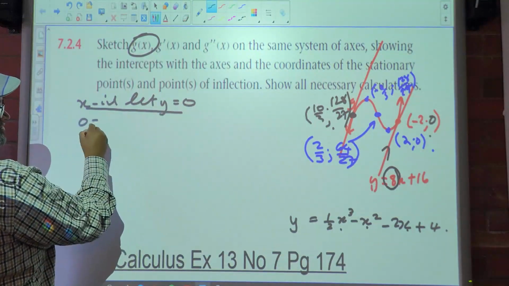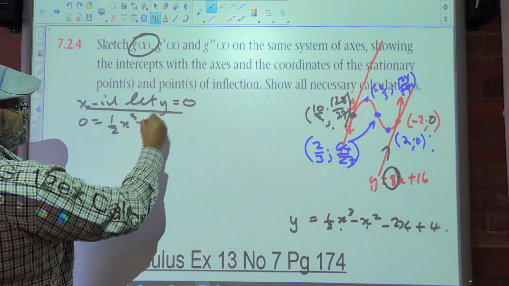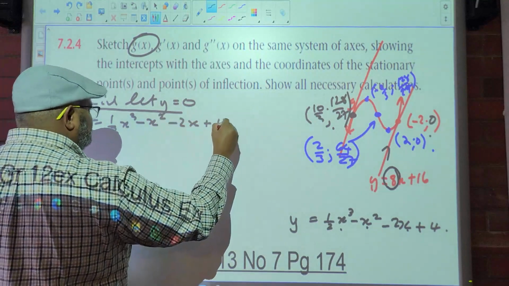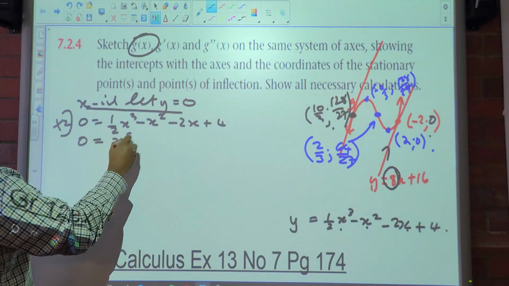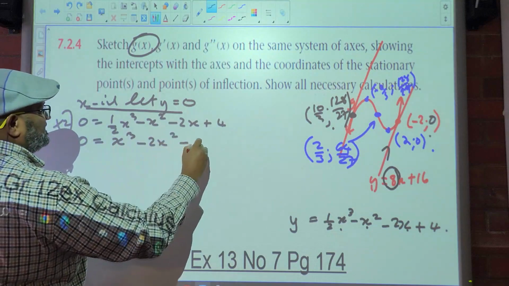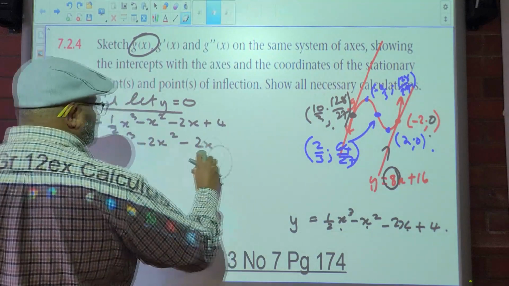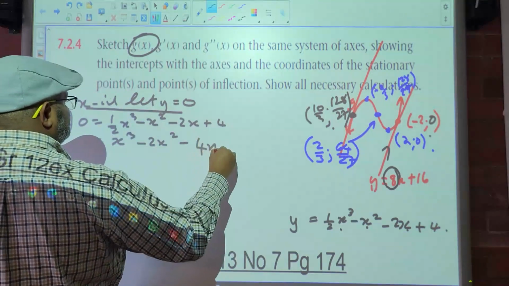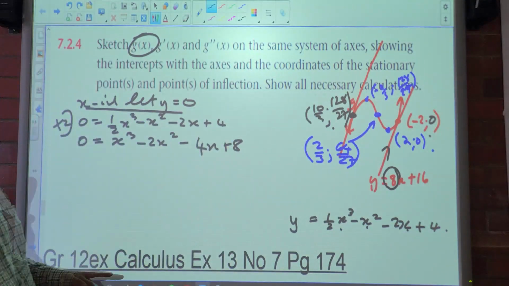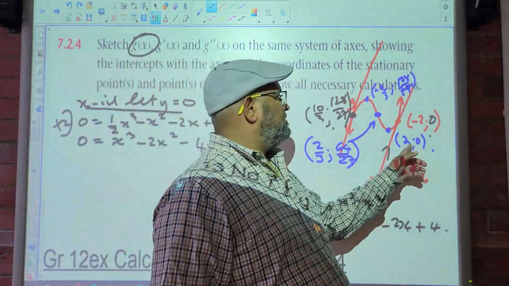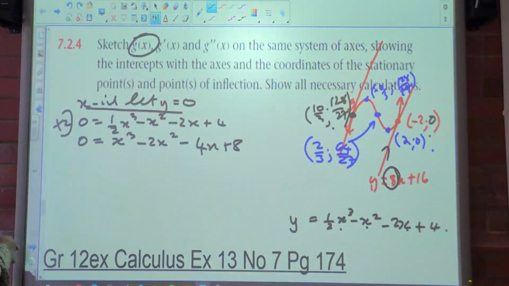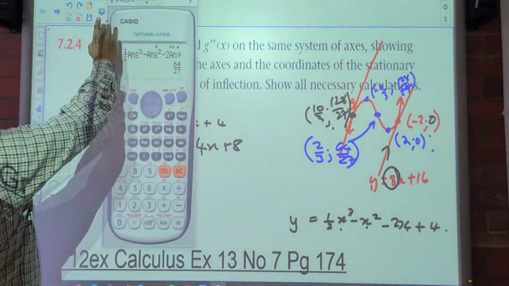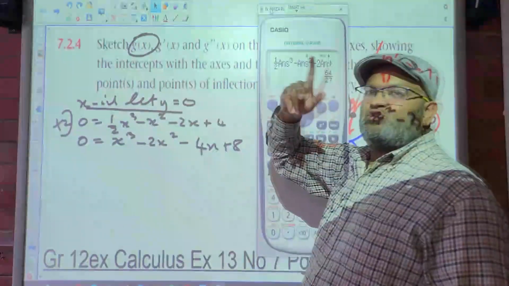So we have 0 equals half x cubed minus x squared minus 2x plus 4. I multiply this by 2 to get rid of the fractions: 0 equals x cubed minus 2x squared minus 4x plus 8. We can look for a factor. If we didn't know one, no problem, we act dumb and work out the factors: try 1, then 2, then minus 1, minus 2, and so on.